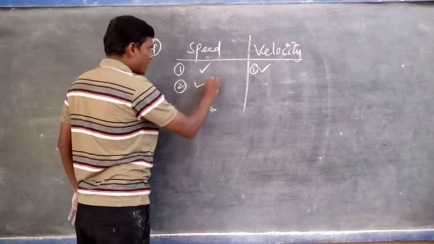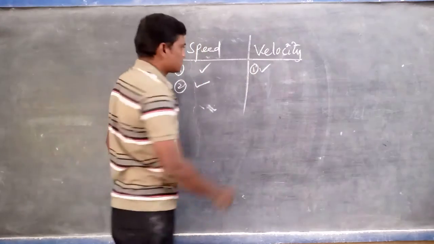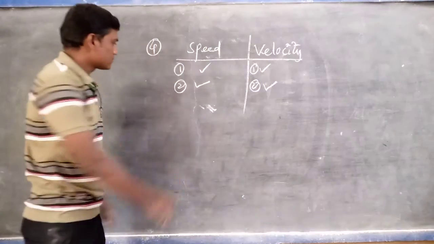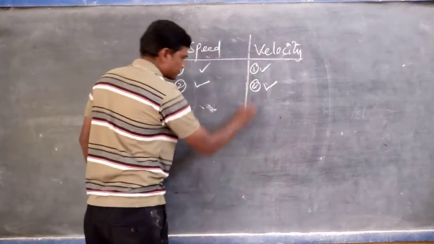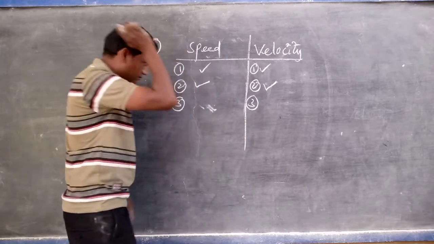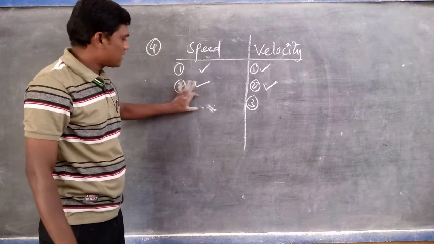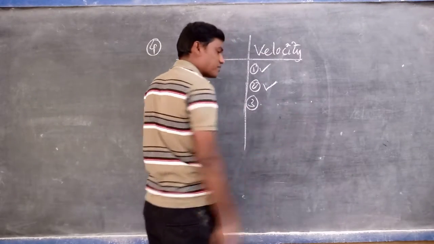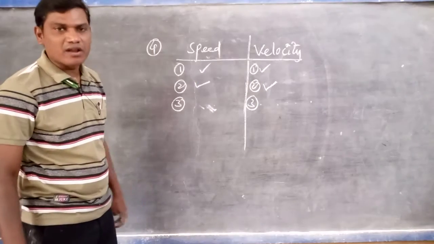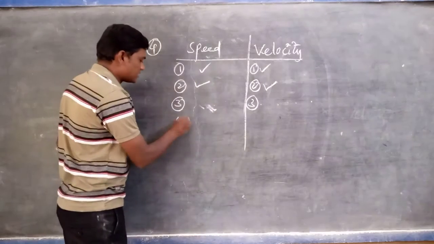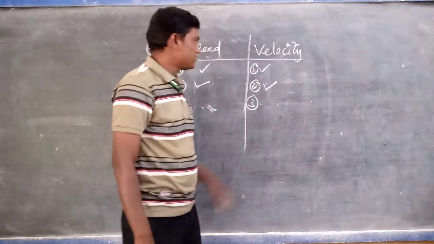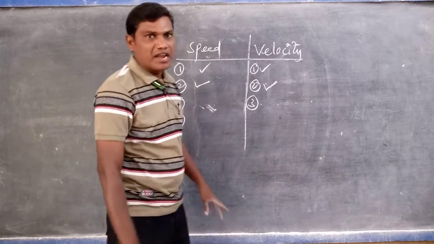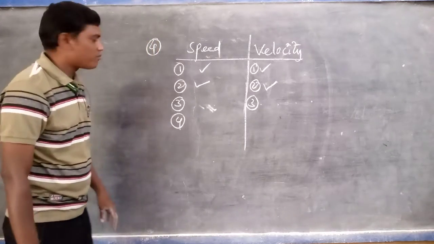Second point, speed is a scalar. Next here, velocity is a vector. Third one, speed cannot be negative. Velocity may be negative or positive. That depends on direction. Listen, speed cannot be negative. Velocity may be negative or positive. That depends on the displacement or direction of a body.